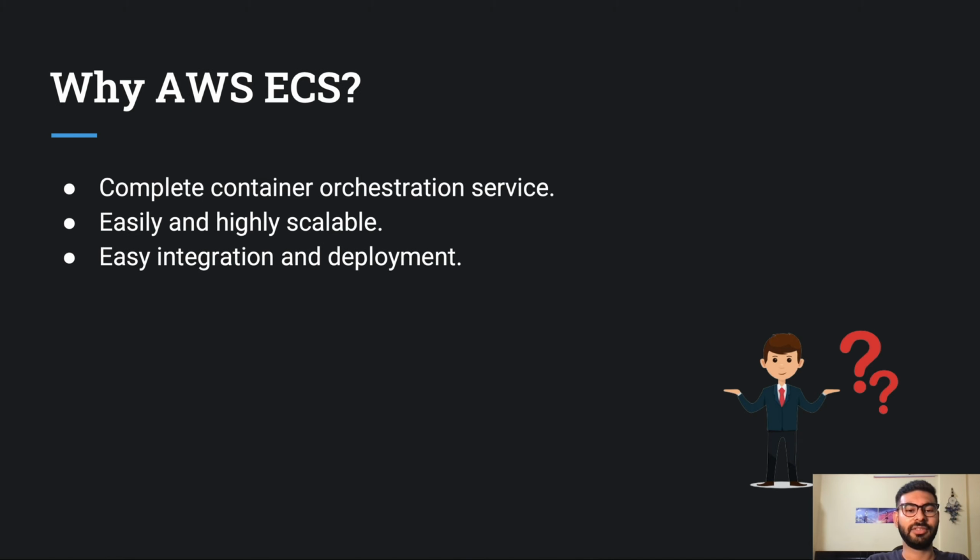So why AWS ECS? It's a complete container orchestration service. That means it takes care of everything for your Docker containers. It's highly and easily scalable, and it's very easy to integrate and deploy on the go.